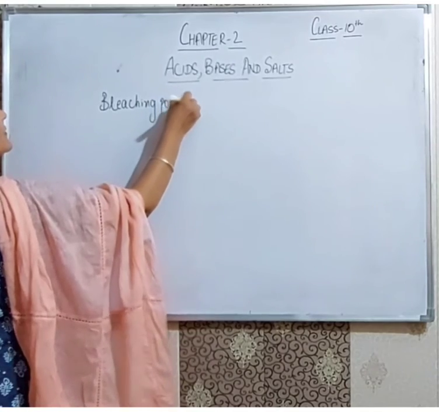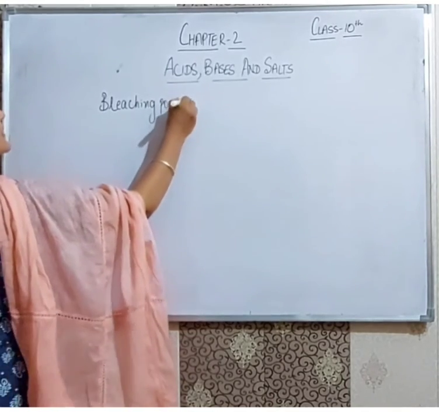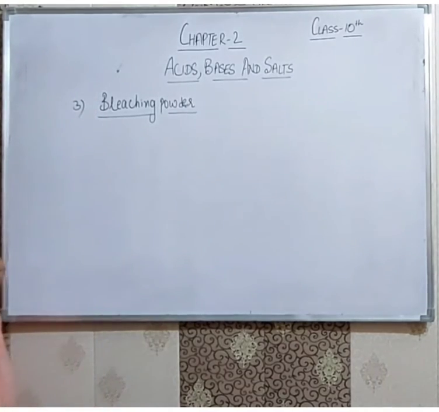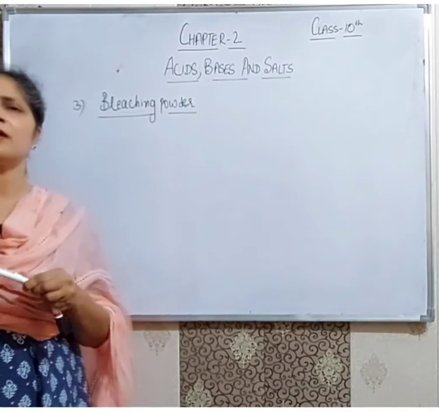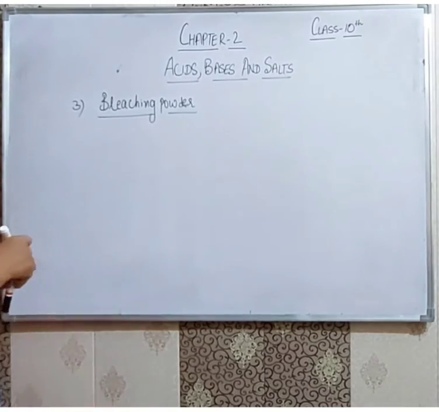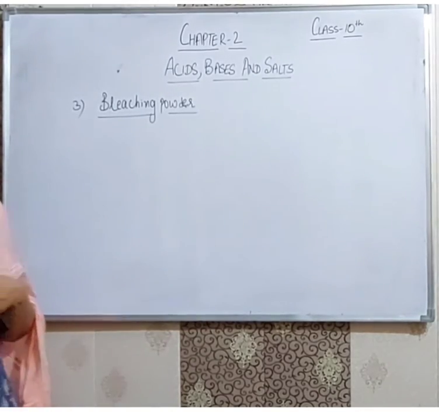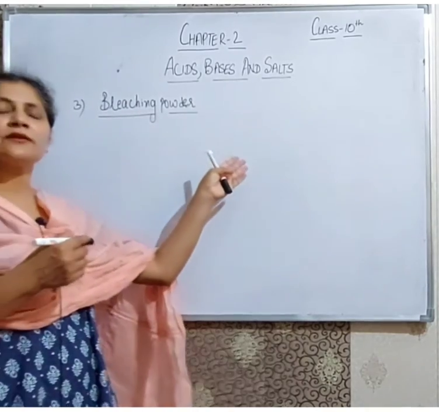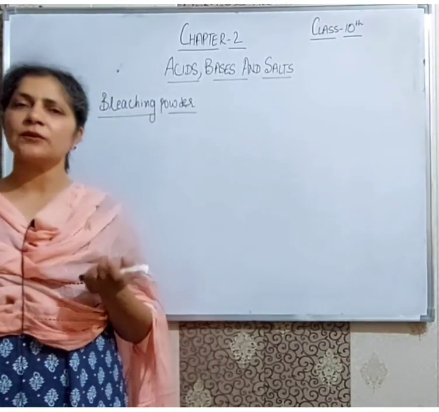First we did the common salt, second we did the sodium hydroxide, and third is the bleaching powder. Now students, how is the bleaching powder produced? It is also produced by the action of chlorine. You know, chlorine was produced during the electrolysis of sodium chloride.